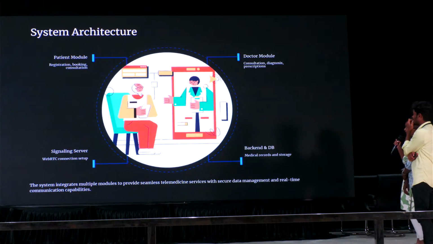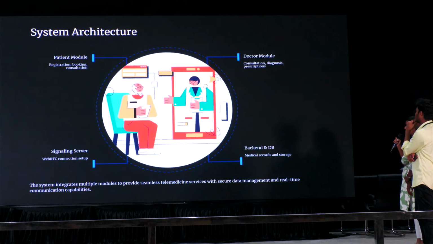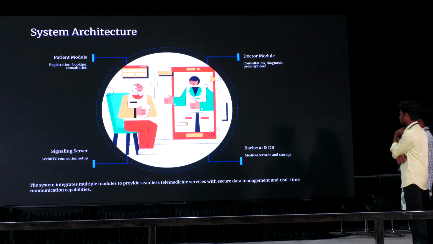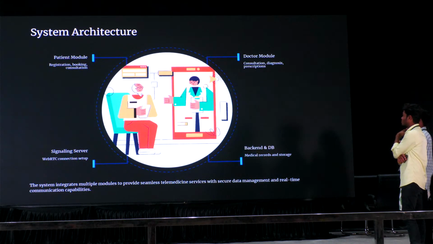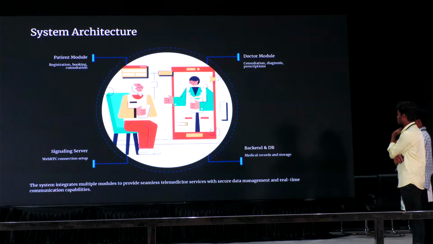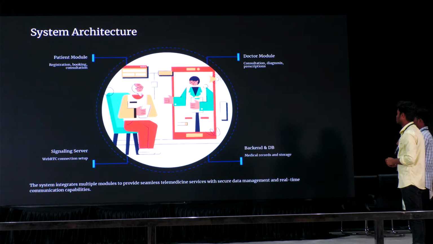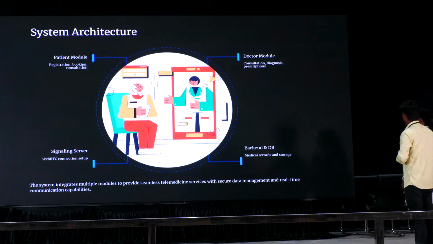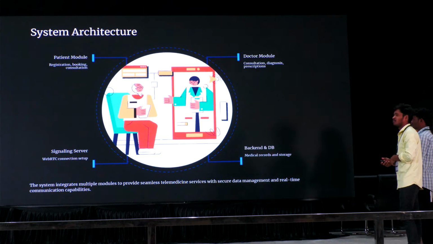So, system architecture, these are the main modules. Patient module, where a patient can register, log in, ask for prescriptions and do consultations. And doctor module, where the doctors can ask for the patient's details, consult and give prescriptions electronically. Signaling server, which establishes and manages the live consultation and exchanges the users' details. Backend and database, which stores the users' data and prescriptions and provides a secure database.